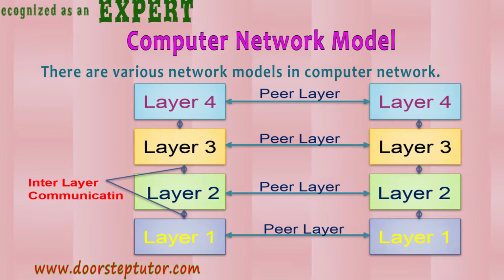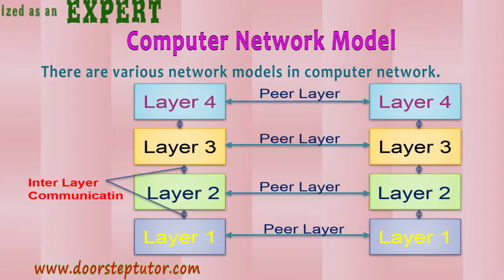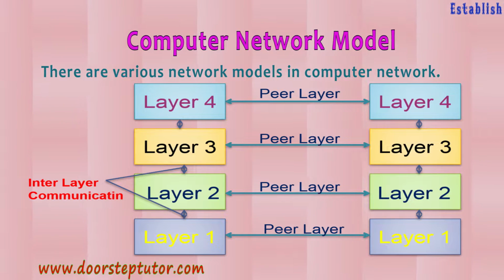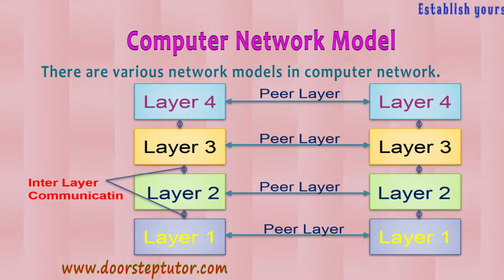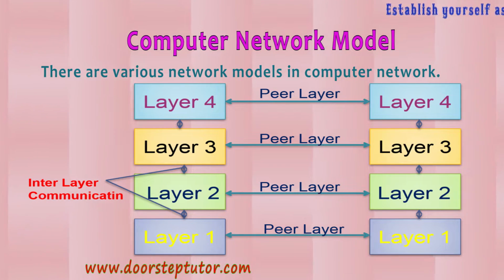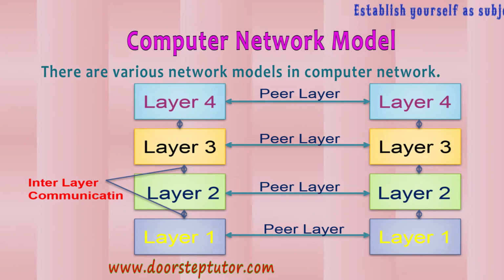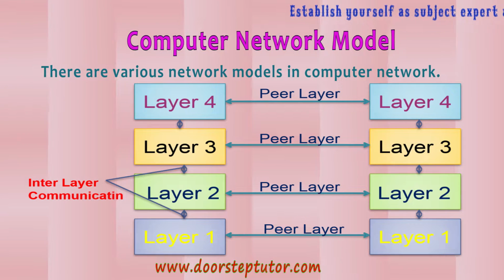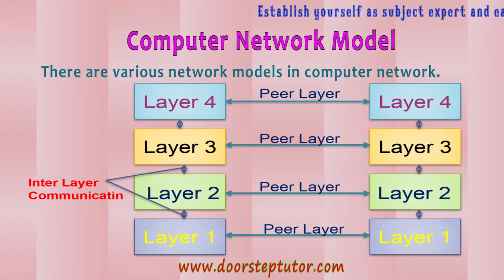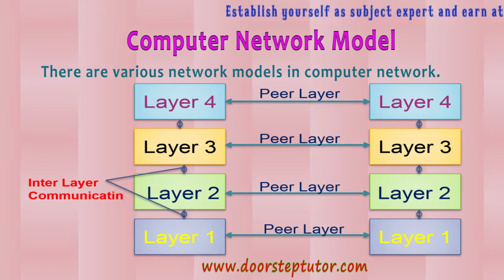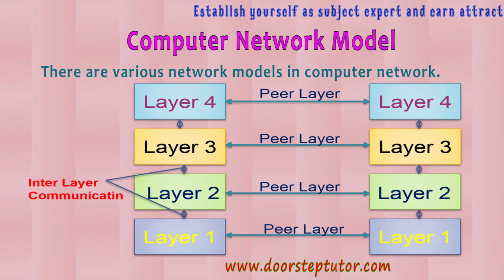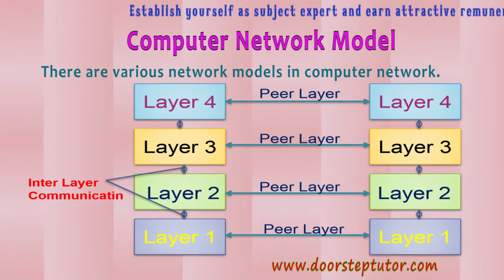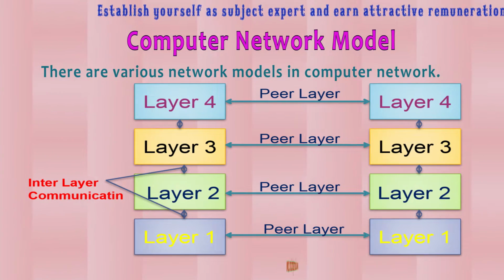This is the kind of environment where layers of one network will communicate with the layers of another network. At the same time there will be inter-layer communication also. It means layer 1 and 2 of the sender side can intercommunicate with each other. They can send messages, information or anything depending upon the requirement. They can exchange those things. So this is the basic model of how the layered architecture works.